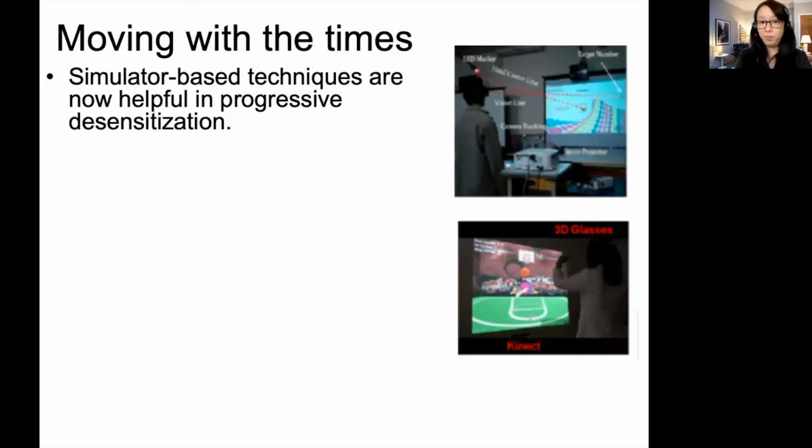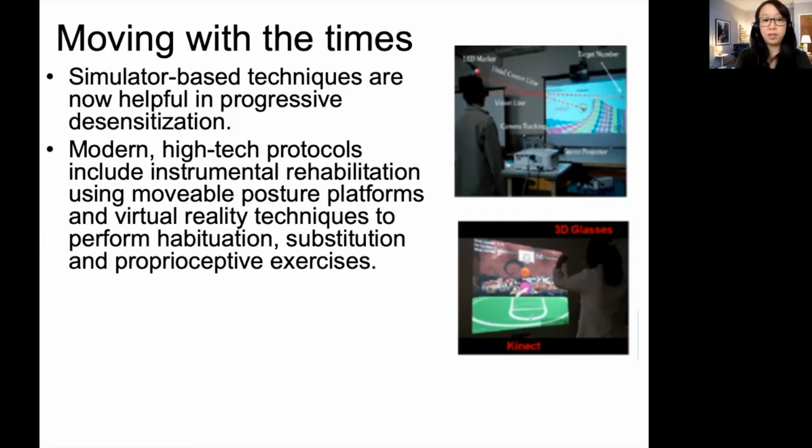But now moving with the times, right? We have virtual reality, right? So simulator-based techniques are now helpful in progressive desensitization, right? Give them more movements, give them more imbalanced scenarios, and they will desensitize. So what we can use is instrumental rehabilitation using movable posture platforms. So the platform actually moves. Those with posturography, computed posturography machines, they can do that. Virtual reality techniques to help them, make them feel like they're sitting on a roller coaster or they are on a bicycle. This helps them with habituation.